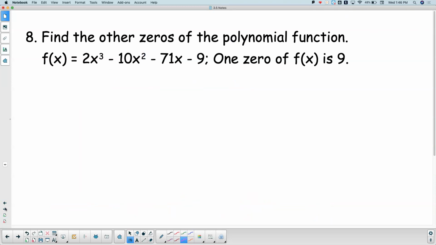Which stop is this one? Stop number 3, because it says find the zeros, right? Okay. So it says that 1, 0 is 9. That means that x minus 9 is a factor.